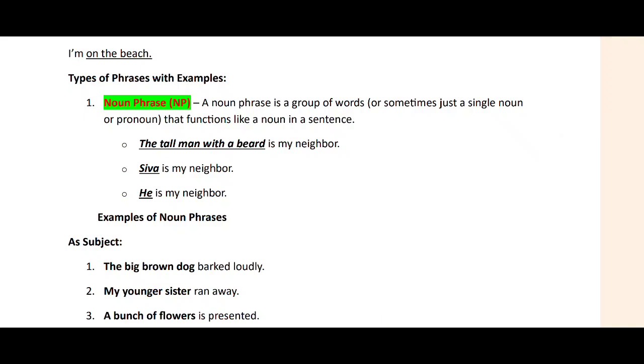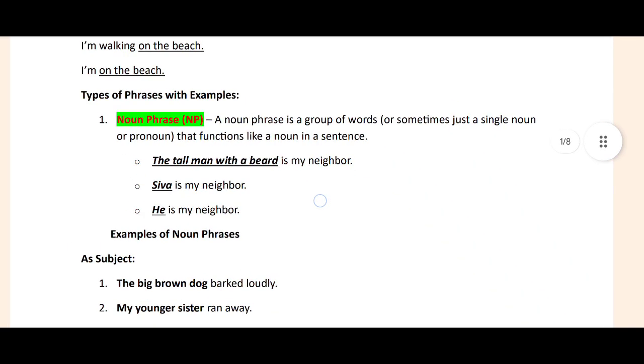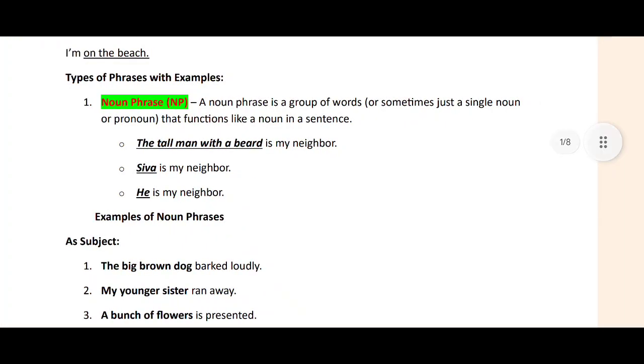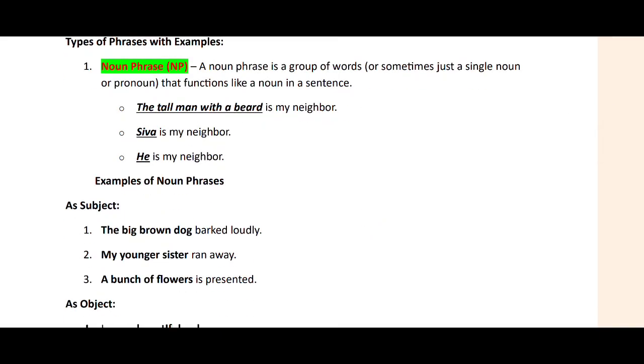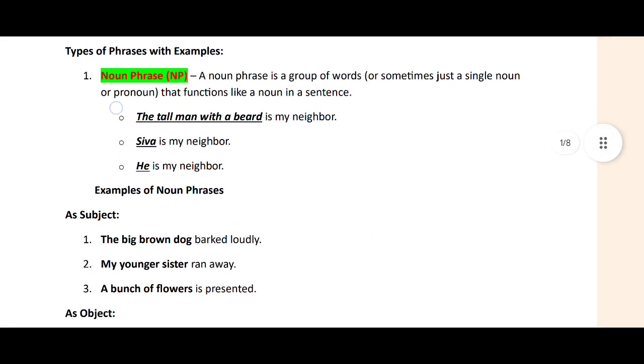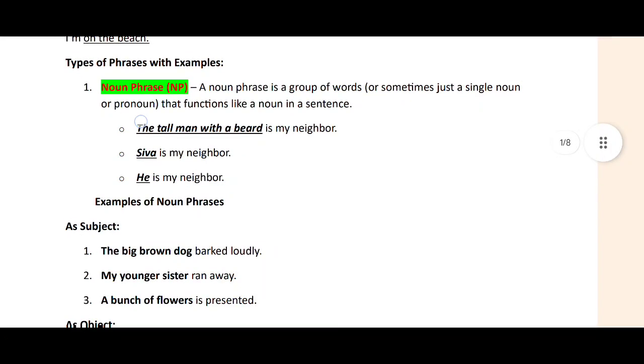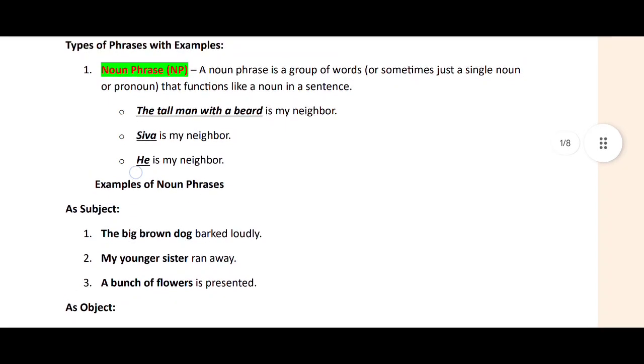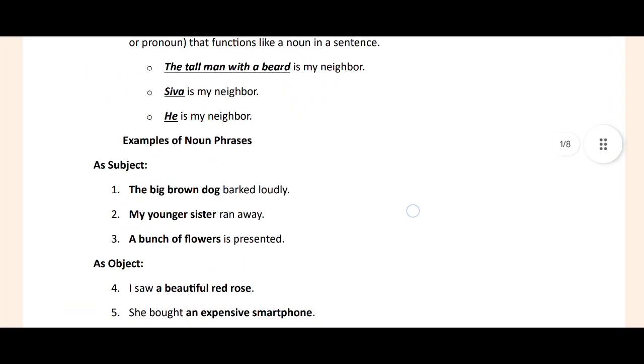I am referring to only one person, that is a noun. And we know that a group of words that conveys a noun is called a noun phrase. So the tall man with a beard here is a noun phrase. And it can also be a single word noun phrase. Shiva is my neighbor. Here Shiva is a noun phrase. In the bracket we can see it can be a noun or it can be a pronoun. So Shiva is a noun, it is a noun phrase, and he is a pronoun, it is also a noun phrase.